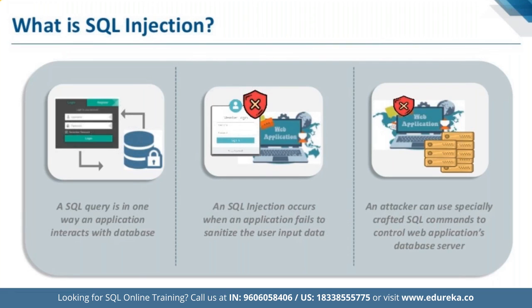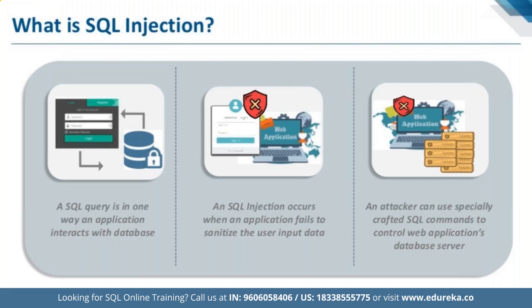So let's see what the slide says. A SQL query is in one way an application that interacts with a database. We already know that now. SQL injection occurs when an application fails to sanitize the user input data. This is one of the loopholes that an attacker finds. An attacker can use specially crafted SQL commands to control web applications or the database server.